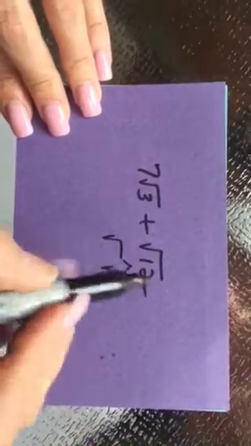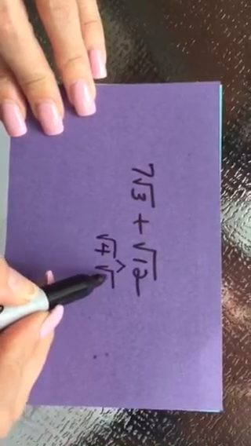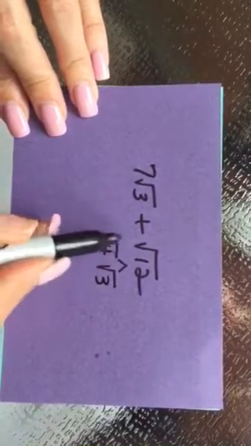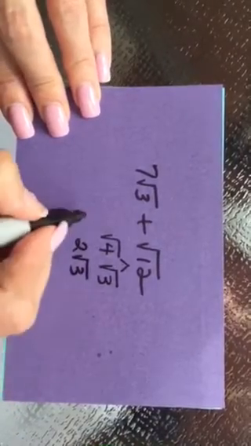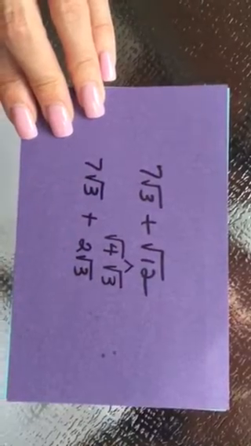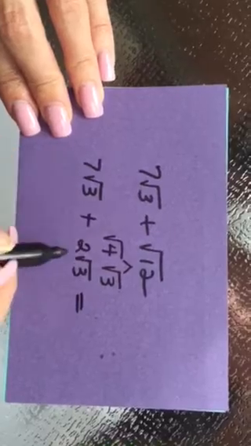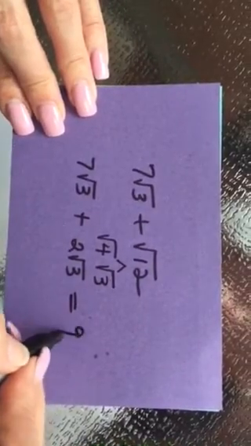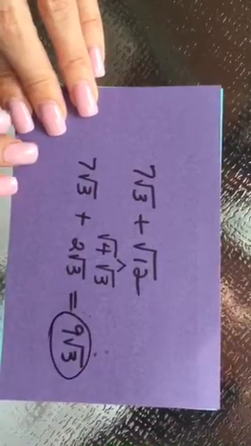That perfect square factor is 4. The non-perfect square factor is 3. Take this out of the radical and this becomes 2 times the square root of 3, which now we can add to 7 times the square root of 3. 7 of these plus 2 of these gives me 9 of those square roots of 3, and we are good to go.